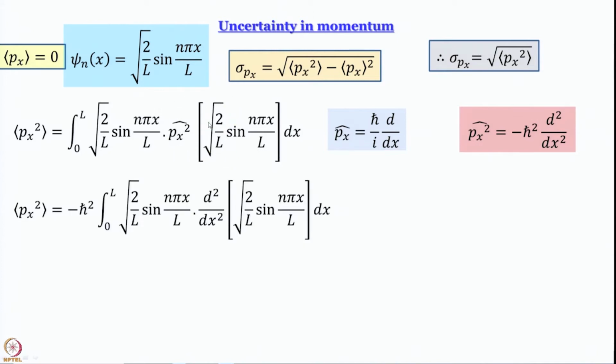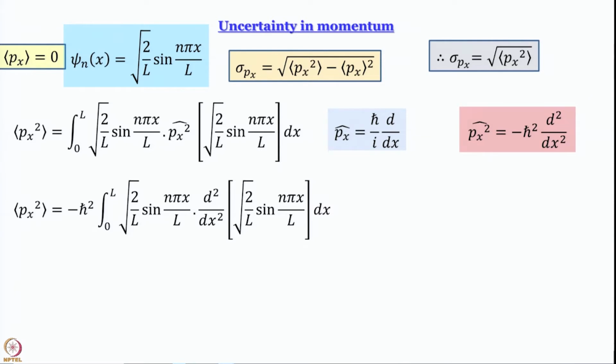Let us do that. This is what we have, minus h cross square comes out of the integral sign, d2 dx2 of root over 2 by L sin n pi x by L. I am intentionally not taking this root 2 by L and root 2 by L out, because if I can keep the wave functions, then I know what the integral is when the limits are 0 to L. The integral for psi x square is equal to 1.